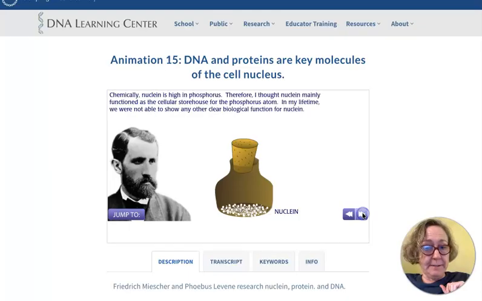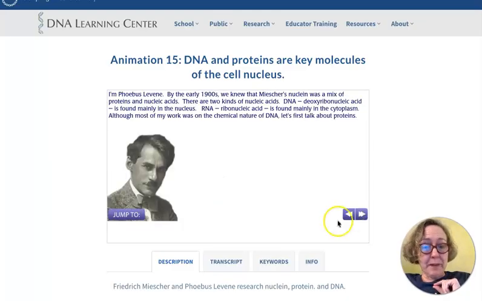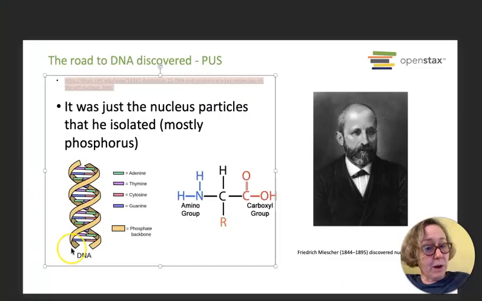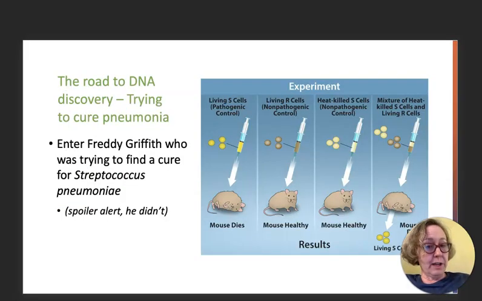They called it nuclein. Essentially, what he found in this is that it's high in phosphorus. Keep that in mind, because as we look at the structure of DNA, we will see that ladder, and that it is made of a phosphate backbone. So that's why, again, it was the nucleus particles that he isolated, and it was mostly phosphorus. So when you look at the phosphate backbone of DNA, you will see why this, in retrospect, was actually quite important. So he discovered the nuclein.